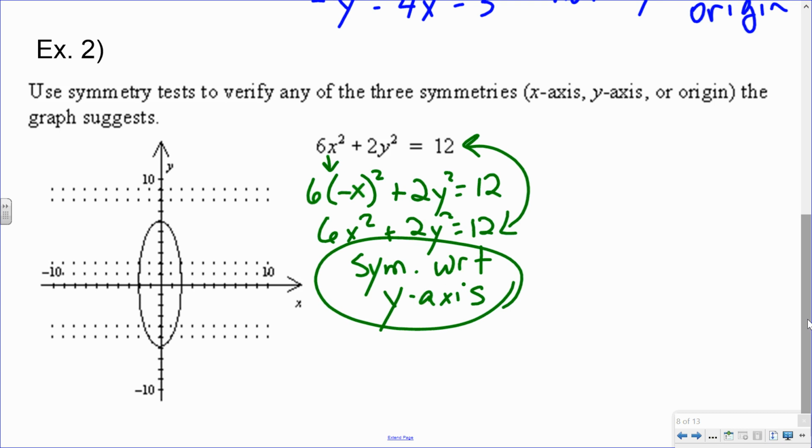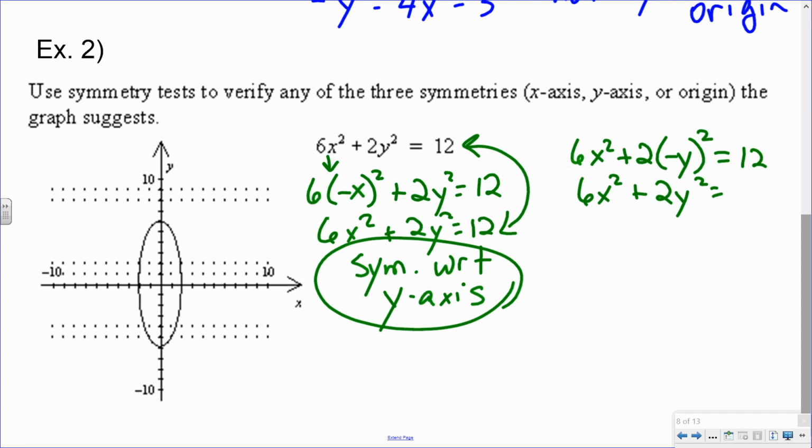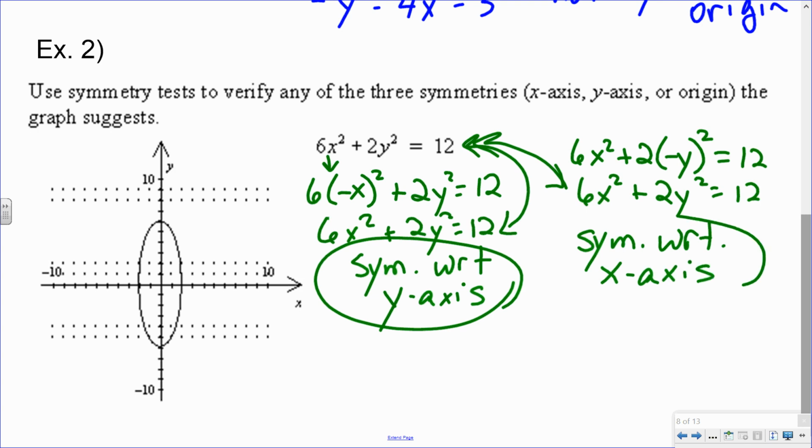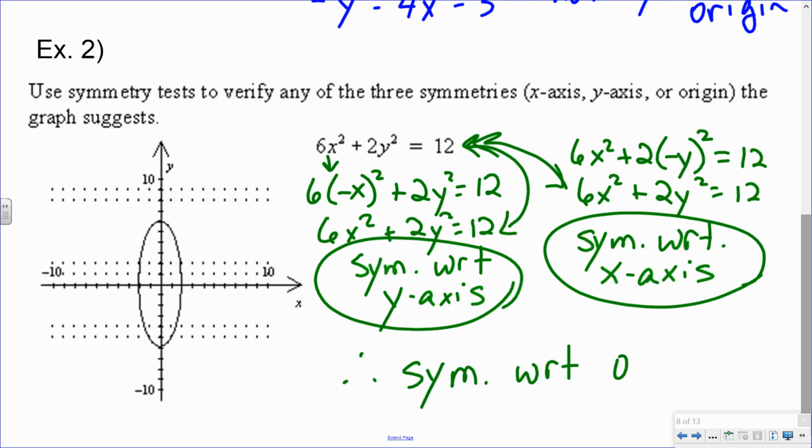Okay, now let's change just the y. 6x squared, and instead of y, it's now minus y that gets squared. And that is 6x squared plus 2y squared equals 12. That also exactly matches. So it is symmetric. With respect to, I changed the y's, so this one is the x-axis. And then origin, therefore, symmetric with respect to origin.